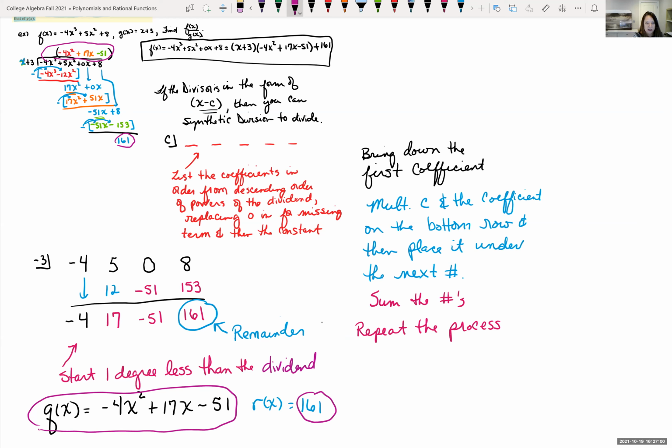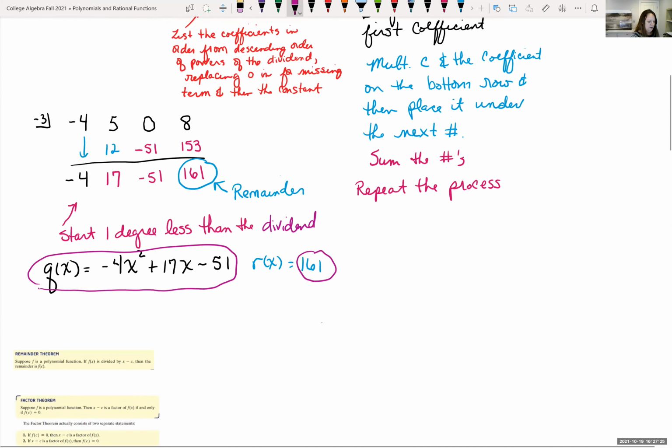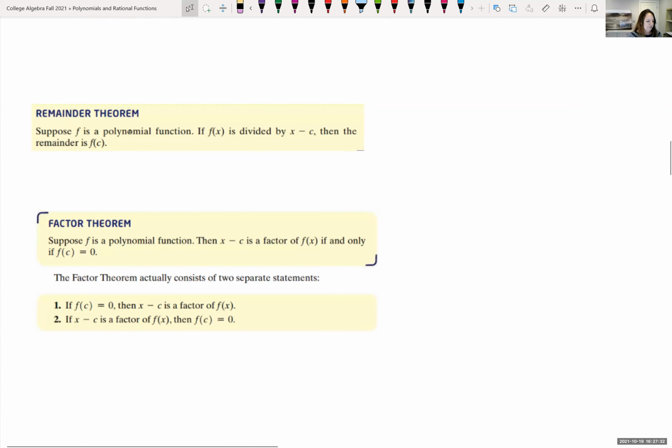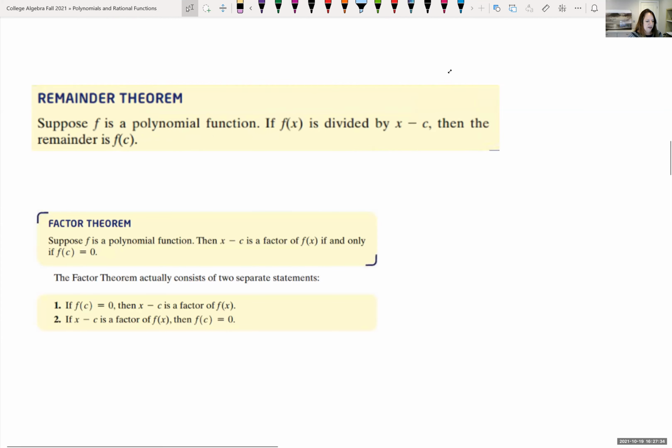And so this is a way that we can do this that is a lot faster. We don't have to deal with the variables in there. And it's a lot faster and a lot cleaner. And again, our goal is to try to find these values that are going to give us a remainder of 0. And that brings us to our first theorem. Let me blow this up a little bit. So our remainder theorem states the following.